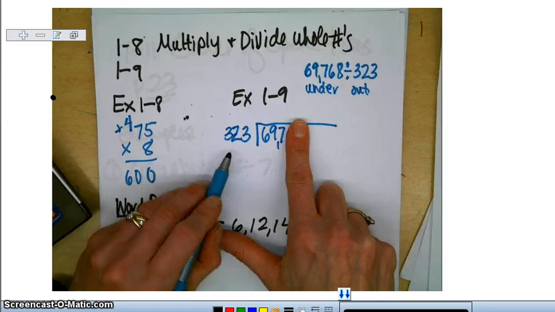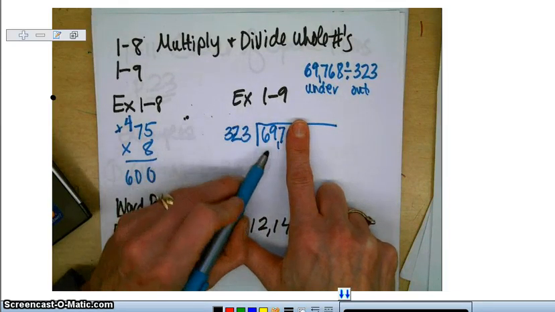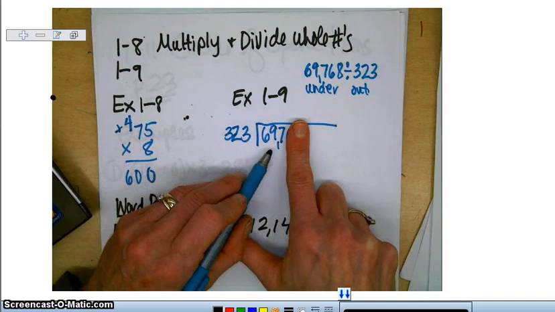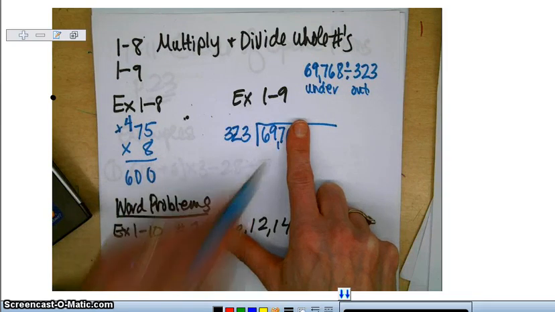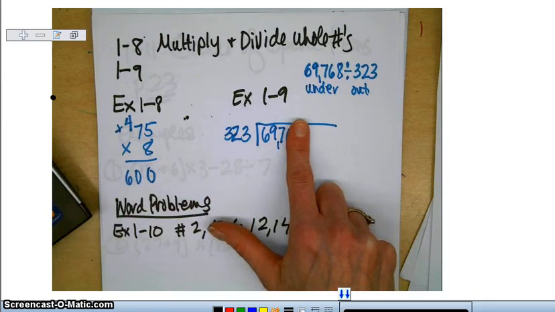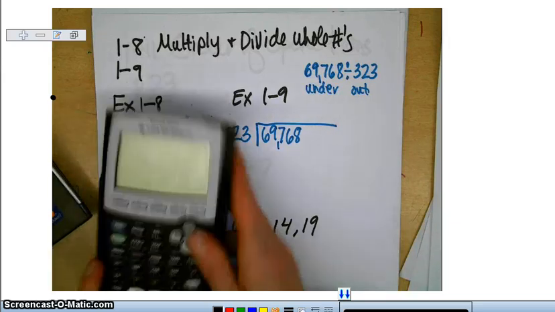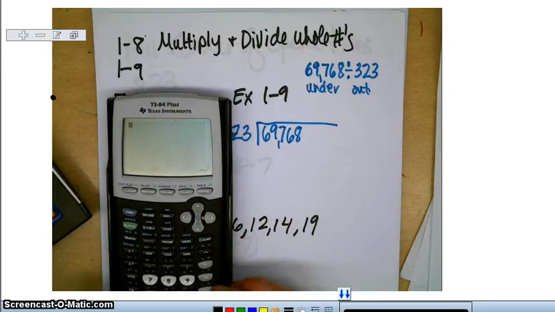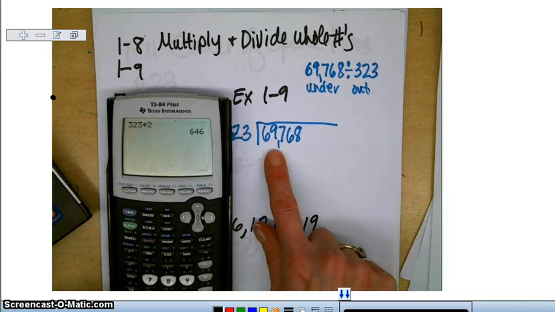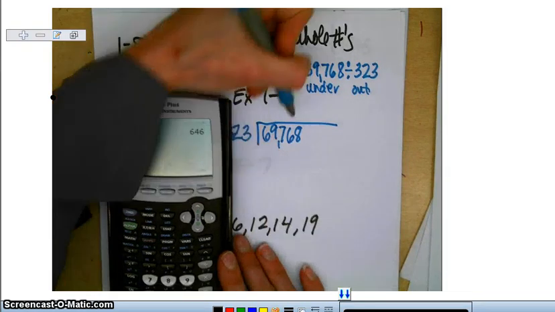So 323 times what is something less than 697? This is where a calculator can help you out. You could just get a calculator out if you had to do the long division. You could say, okay, 323 times 2. That's 646. Well, that's less than 697. And if I do that again, I'll be higher than that. So this is going to be 2.